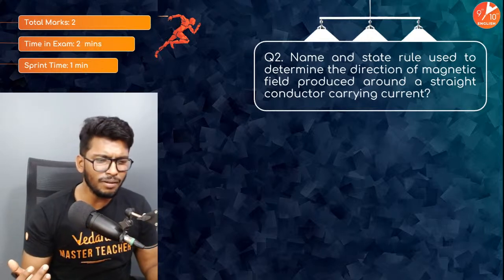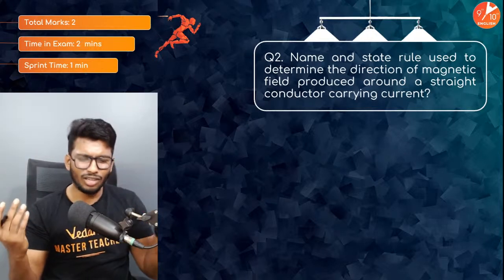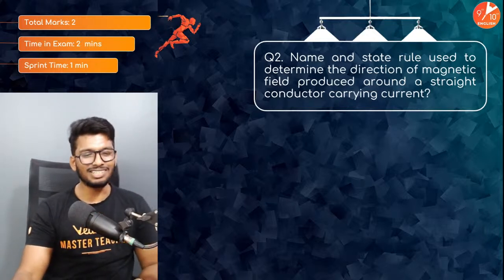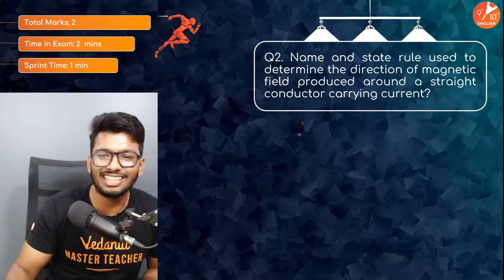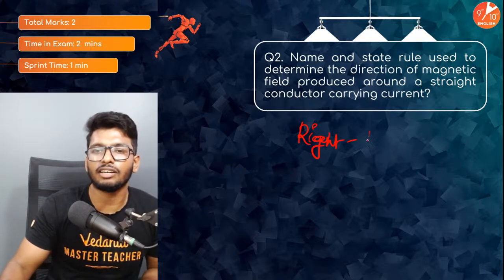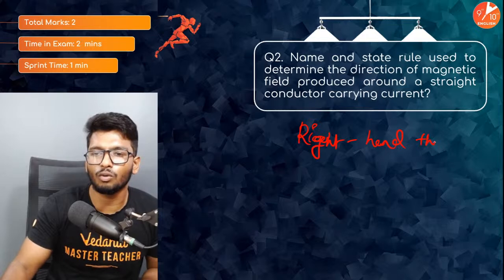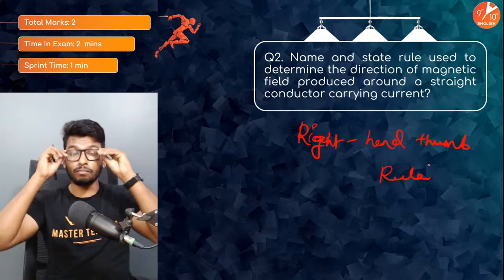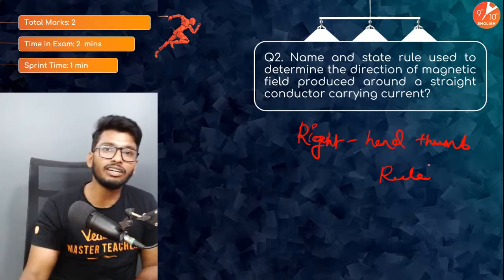Which rule is it, people? Anyone? I have a very bad memory. So can you help me out with that? What is this rule called? Exactly, Mamaji, exactly. This is nothing but Maxwell's right-hand thumb rule, or you can just write it as the right-hand thumb rule. This is the rule that is used to find out the direction of magnetic field if you have a straight current carrying conductor.